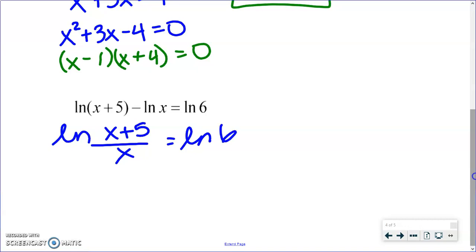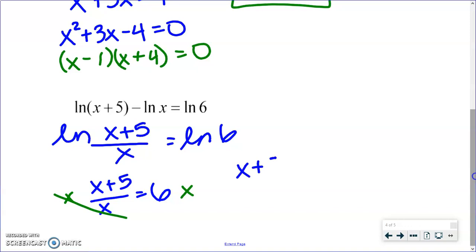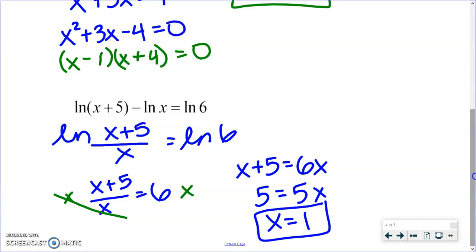So then we can set x plus 5 over x equals 6. Multiply both sides by x. We end up with x plus 5 equals 6x. So x will equal 1.